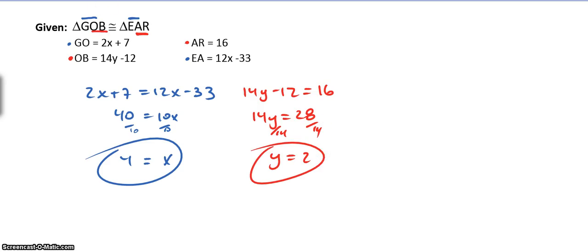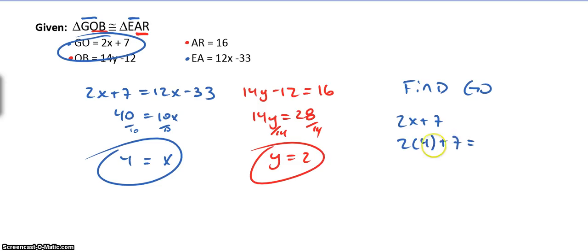After you solve for x, you can actually find any other piece. So I could ask you to find GO. We would take GO, which is 2x plus 7, and substitute in our 4. So 2 times 4 plus 7, 8 plus 7 is 15. So we know GO is 15 units long.